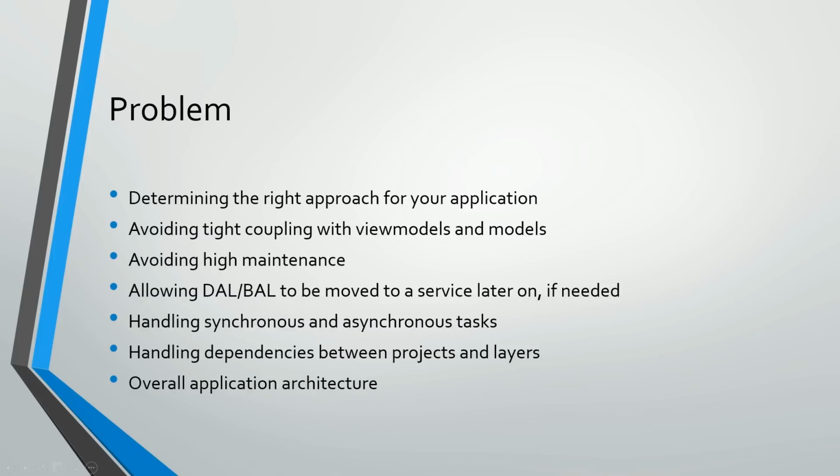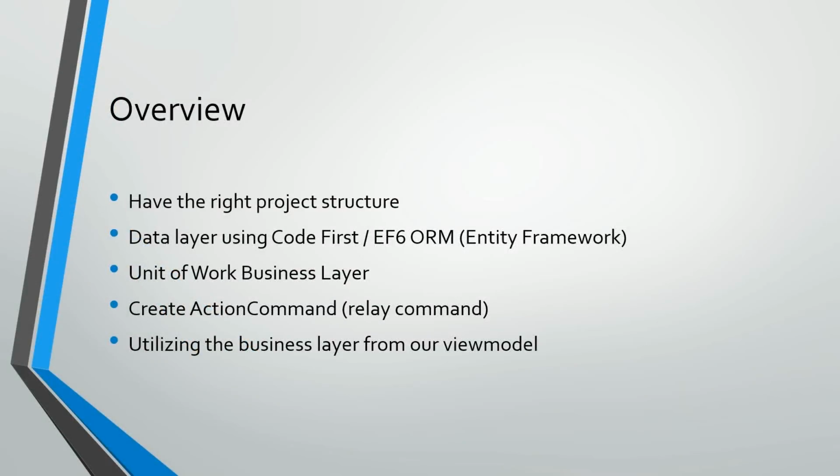So what we're going to start off with is a basic agenda. First we want to make sure we have the right project structure. We're going to take the project structure we did in session 1 and migrate that to an enterprise structure. I'll show you the enterprise structure that I've used and adapted over the years. Then we'll build a data layer using code first with Entity Framework 6, which you can get off NuGet from the package manager console. And we're going to build a unit of work business layer on top of our data layer that we'll call into from our view models instead of using the data layer directly.